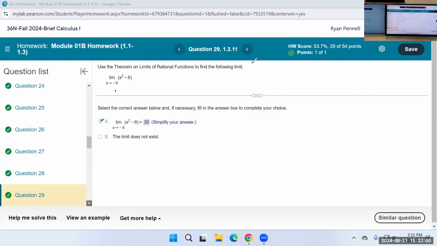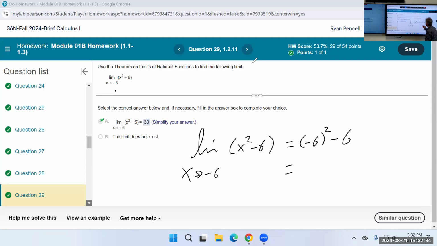Use the theorem of limits of rational functions to find the following limit. The limit as x approaches -6 of the function x squared minus 6. Let's just plug it in and see what happens. It should be fine. That's not very rigorous for a mathematician to say, but it should be fine, right? So -6 squared is 36, minus 6, is 30. I think the limit is 30.